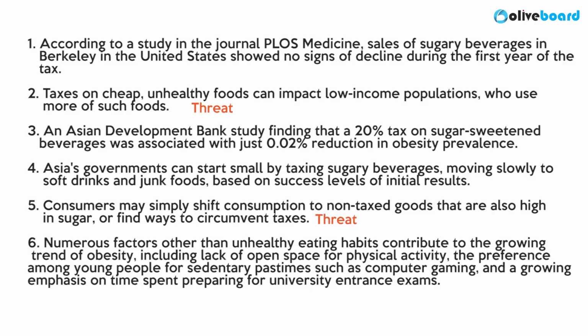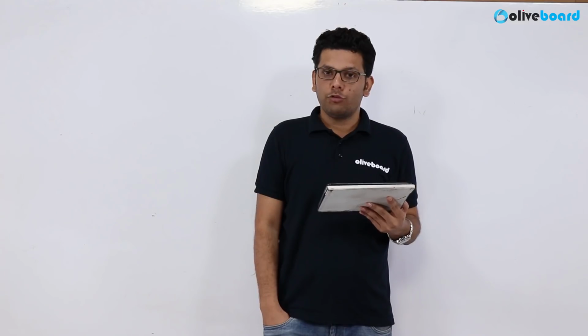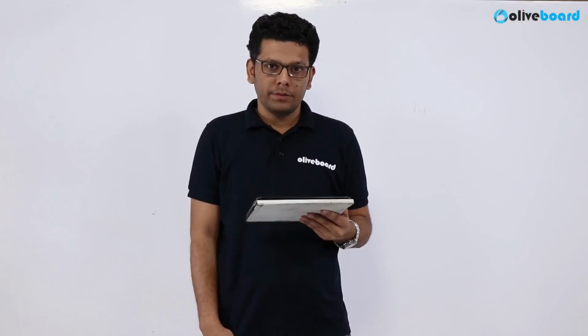Next, move to the 6th. Numerous factors other than unhealthy eating habits contribute, meaning they are saying that this is not the only thing. Again we cannot pick it like this. So your right answer, the best options we have, are 2 and 5. Okay, so the answer is 2 and 5. That is your option D. Okay, this was question number 26. Let's move to the next question.